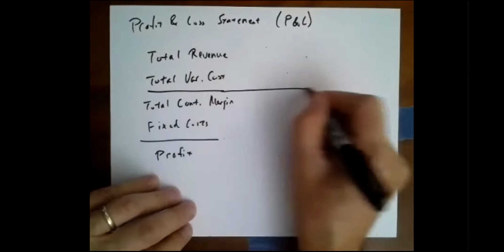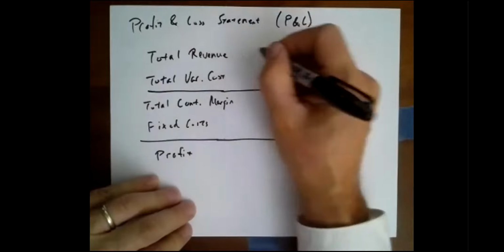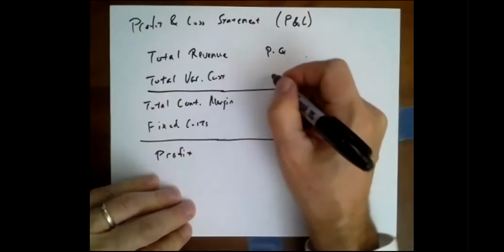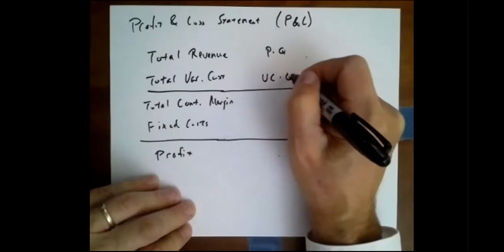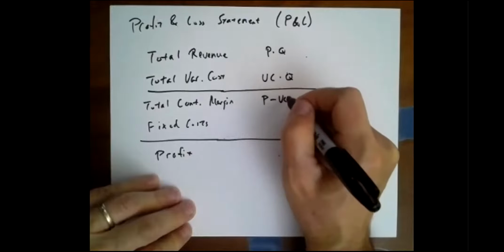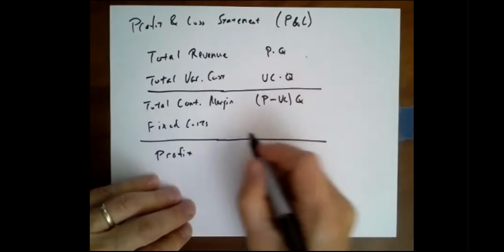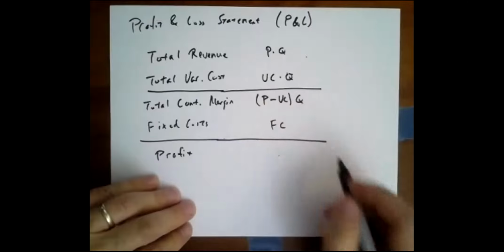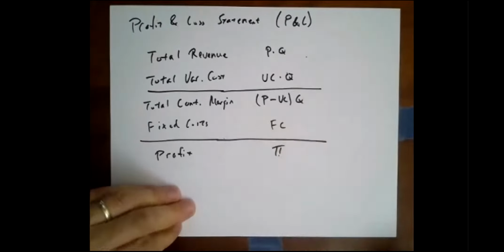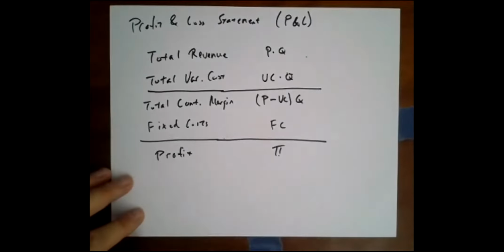So total revenue is going to be price times quantity, total variable cost is going to be variable cost times quantity, contribution margin is going to be price minus variable cost times quantity. Fixed costs are what they are, right? That's the nature of fixed costs, and so then we just get profit. Okay.